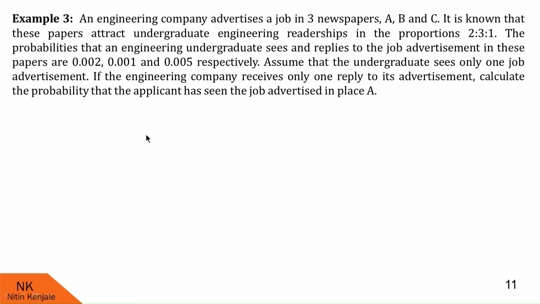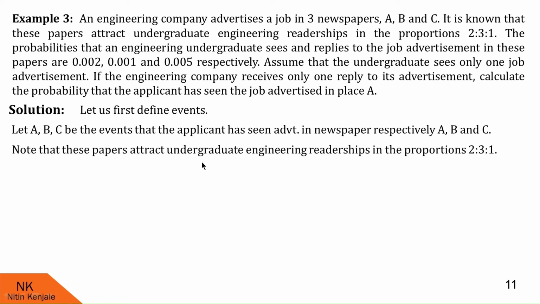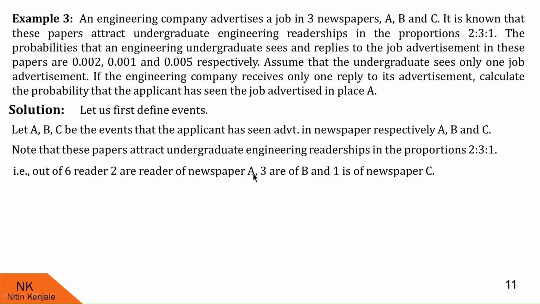Guys, I once again request you to pause the video and read and understand this question once again. Let me proceed for solution. First of all, we define the required events. Let A, B, C be the events that the applicant has seen advertisement in the newspapers respectively A, B and C. Note that these papers attract undergraduate engineering readerships in the proportion 2:3:1. That means 2 plus 3 plus 1, that is out of 6 readers, 2 are readers of newspaper A, 3 are of B and 1 is of newspaper C.